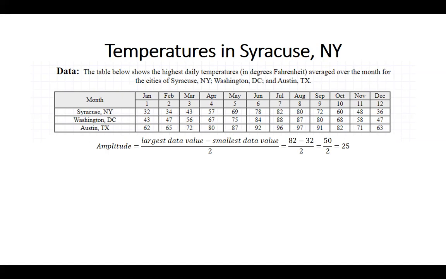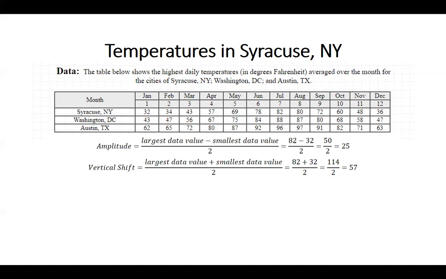Now we can find the vertical shift by adding the max and min values. 82 plus 32 is 114, divided by 2 is 57. So we're shifting up by 57. So we've got our A, we've got our B, which is our vertical shift. Generally, the way we're doing it is we're basing it on the sine function. So all we need to do now is find omega and phi.